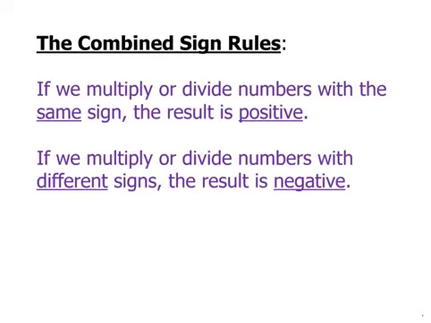So we can just put everything together and combine sign rules. If we multiply or divide numbers with the same sign, the results are positive. If we multiply or divide numbers with different signs, the result is negative. So that's a really big fundamental idea there. It's important to be very clear on that.